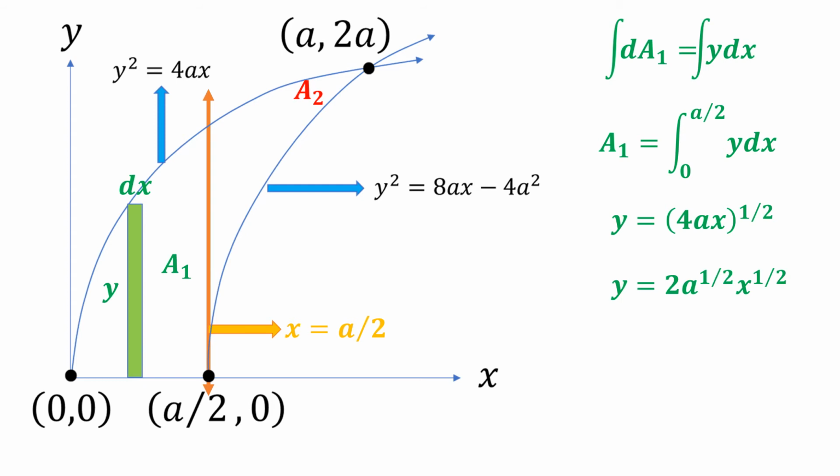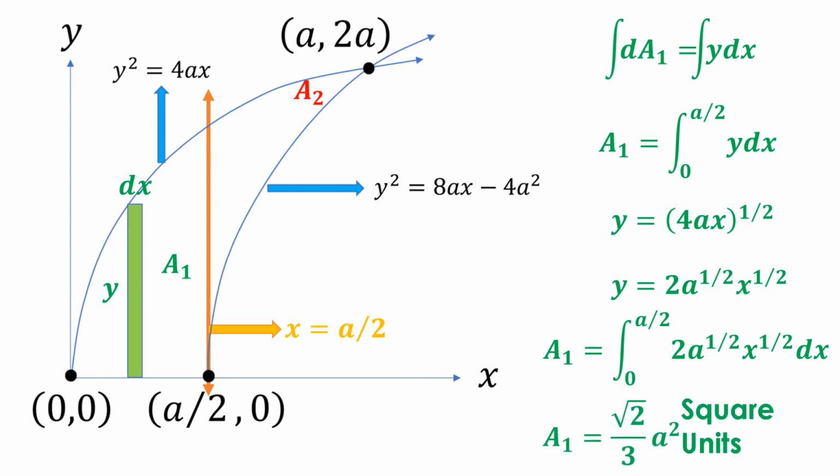Substituting the value of y, we get A1 is equal to the integral from 0 to a over 2 of 2a raised to 1/2, x raised to 1/2, dx. Evaluating and simplifying this integral will give us A1. A1 is solved to be square root of 2 all over 3 a squared square units.